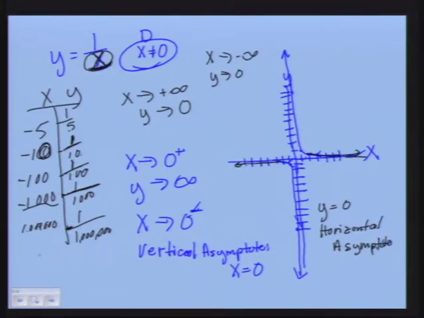By definition, as x approaches plus or minus infinity, if y approaches a constant, which in our case was 0, then we have a horizontal asymptote where y equals that constant that it approaches but never actually reaches. Okay, does that make sense to you? Let's look at another one.